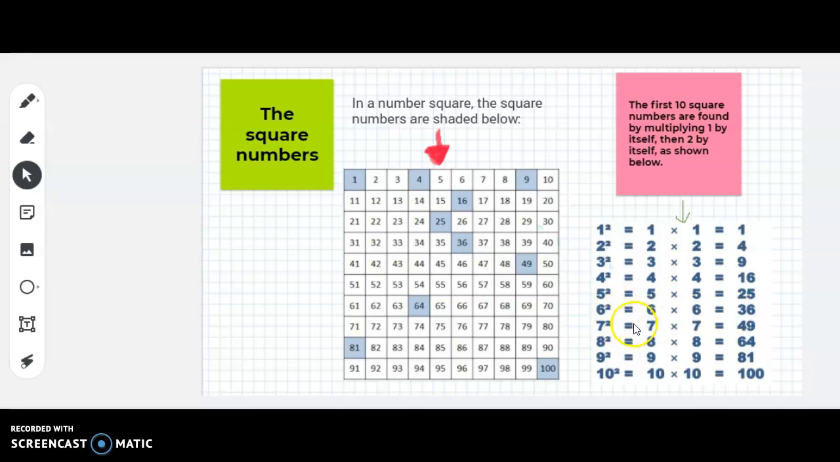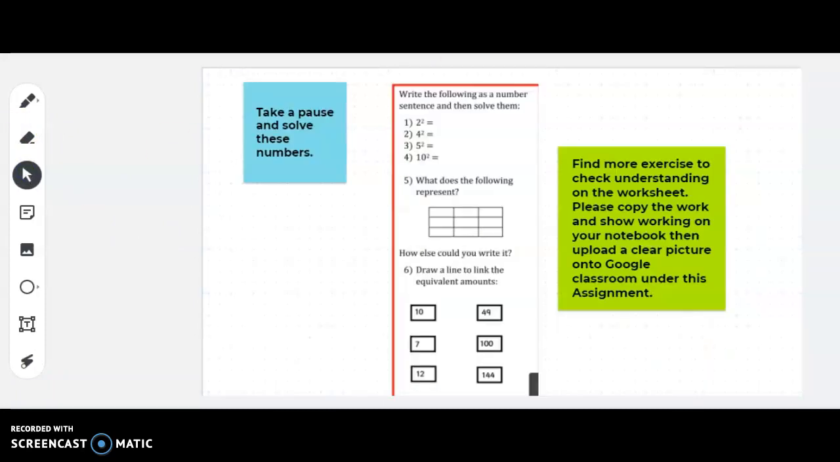7 squared is 7 times 7 equals 49. 8 squared is 8 times 8 equals 64. Then we have 9 squared is 9 times 9 equals 81. 10 squared is 10 times 10 equals 100. So I want you to go and explore.